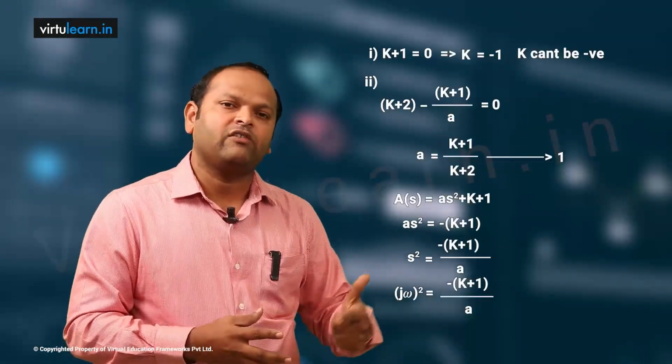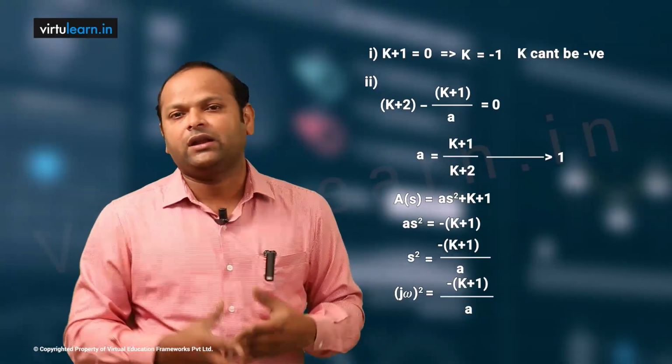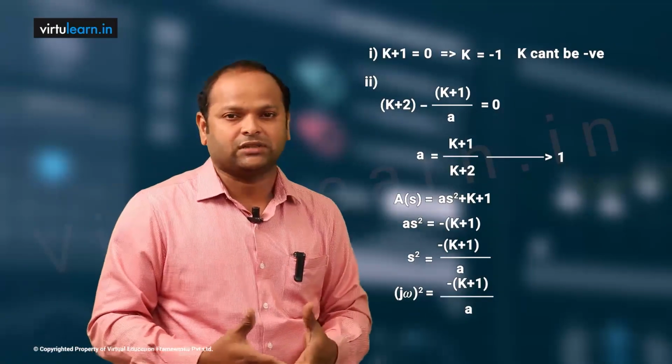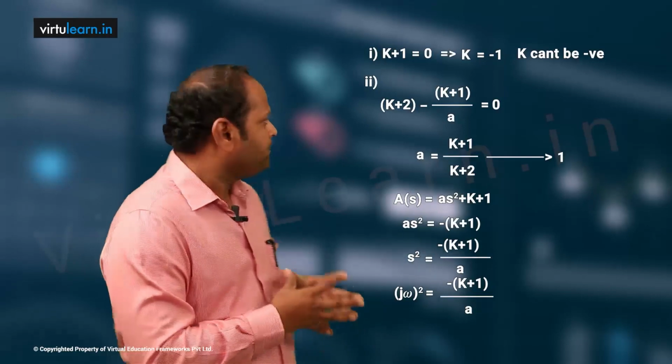There should not be any sign changes. So for that, your k value and a value should always be positive, right? We should always choose the k value and a value positive. We cannot have negative values of any parameter in a control system, because a control system is a physically realizable system, and negative values cannot be realized physically.